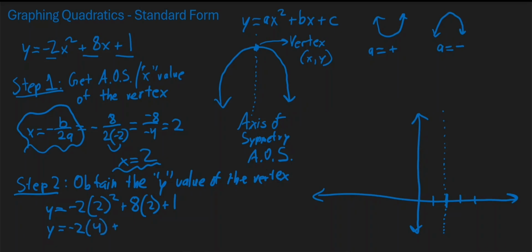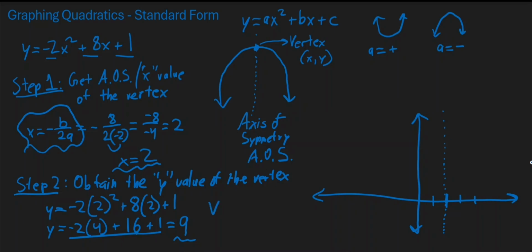8 times 2 is 16, and then we have a plus 1 at the end. And that gives us negative 8 plus 16, which is a positive 8, and 8 plus 1 gives us a 9. All right, so we now know what the value of y is for the vertex. And let's graph that as a point.